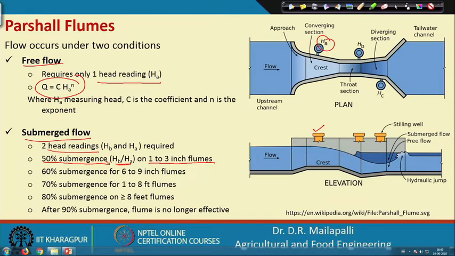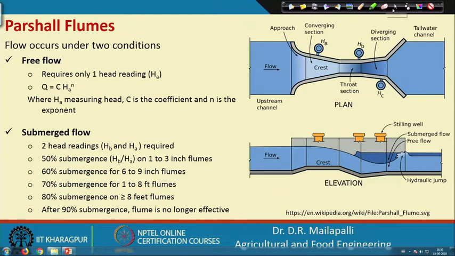Then you can use this equation if it is 50% submergence. For 6 to 9 inch flumes we allow 60% submergence, for 1 to 8 feet flumes we allow 70% submergence, and for flumes of more than 8 feet, 80% submergence. If it goes beyond 90% submergence, the flume does not work anyway.